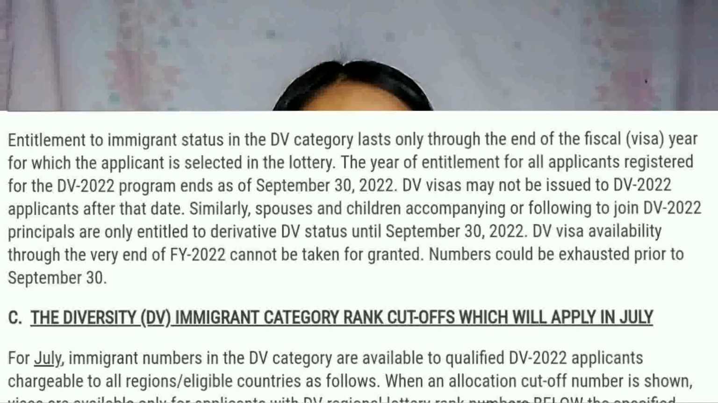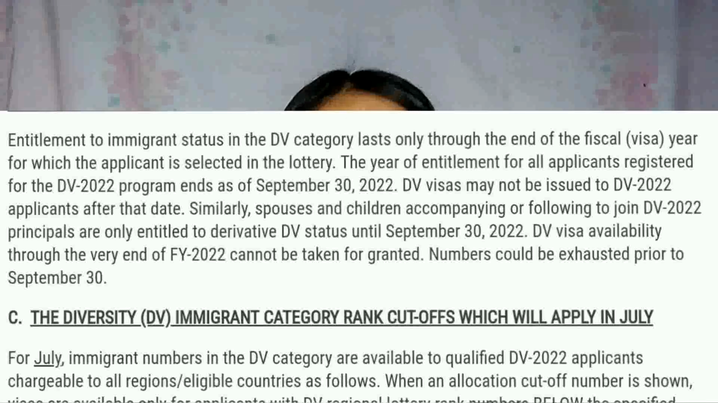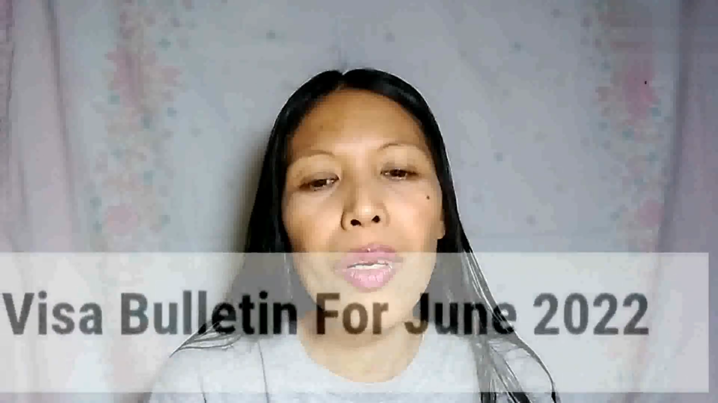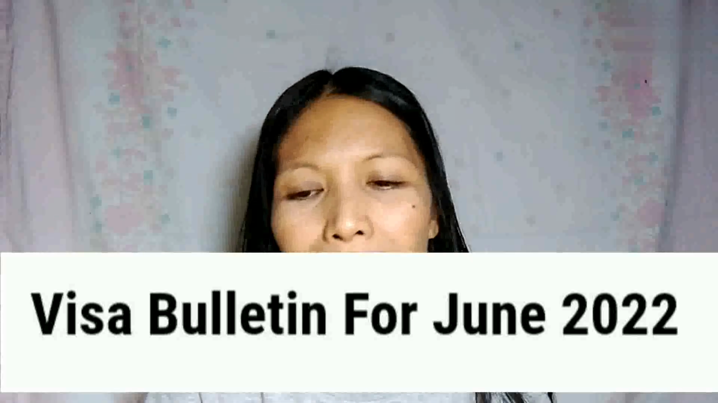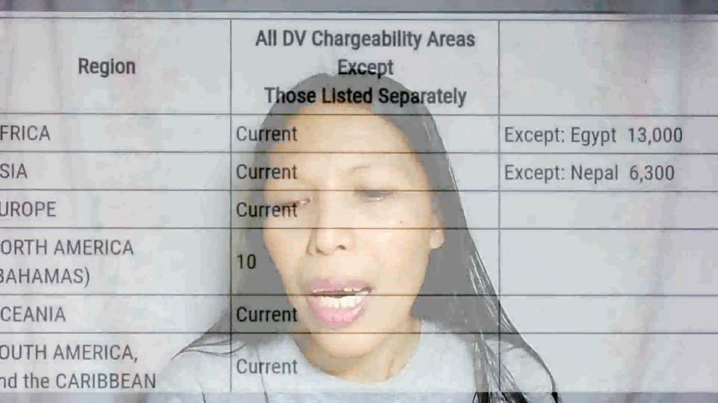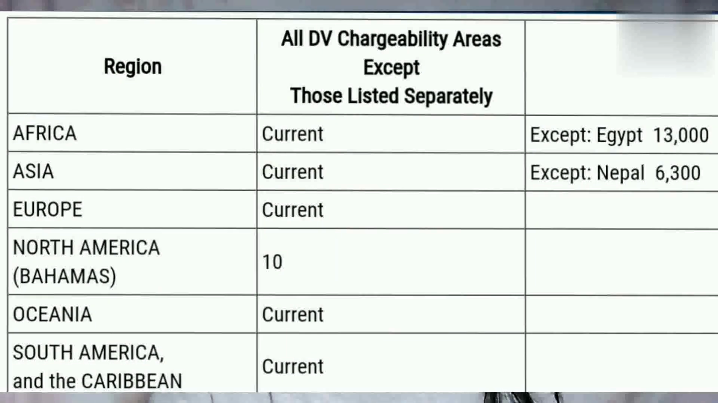The diversity DV immigrant category rank cutoffs which will apply in July. For July, immigrant numbers in the DV category are available to qualified DV 2022 applicants, chargeable to all regions or eligible countries as follows. When an allocation cutoff number is shown, visas are available only for applicants with regional lottery rank numbers up to that specified. Region, Africa, all DV chargeability areas except those listed separately current, except Egypt 13,000.